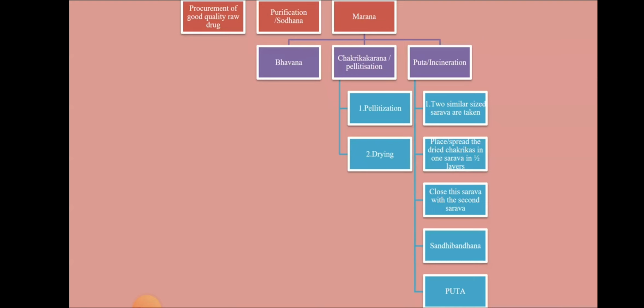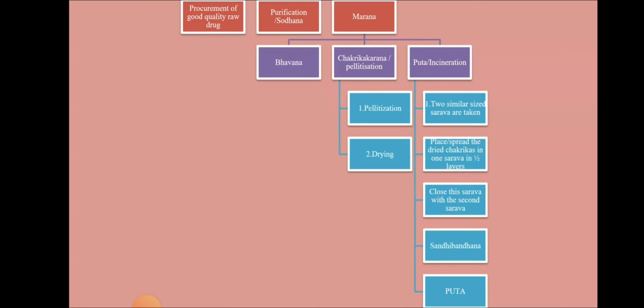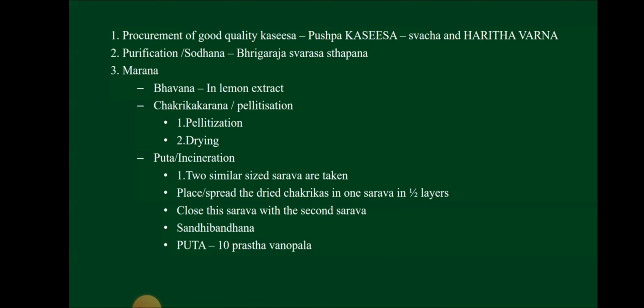Why I took Kasisa as an example, I will tell you later. So the first step is procurement of good quality drug, so you have to procure good quality Kasisa. According to Rasatarangini, it is mentioned as Kasisa Grahya Lakshana. Both the Kasisas are good, Pushpa Kasisa and Valuka Kasisa, these are the two types of Kasisa. But Pushpa Kasisa is Ati Prashasta, considered as the best one.